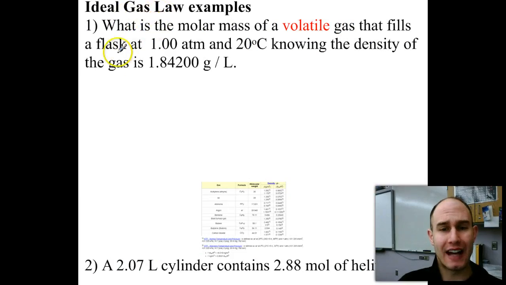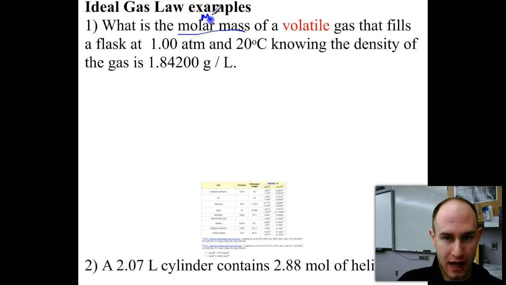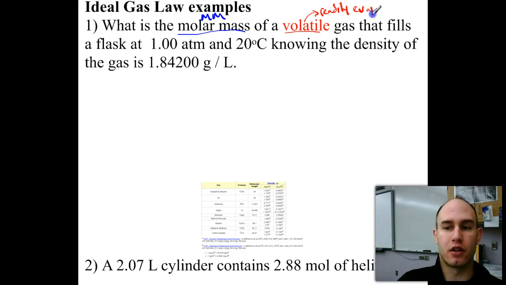So here's some more gas law examples. What is the molar mass of a volatile? Volatile, well, if you do not know what this means, this basically means that it readily or easily evaporates at room temperature. So that's something that you should probably know, because we will be dealing with that in class, but it readily evaporates, easily evaporates at room temperature.